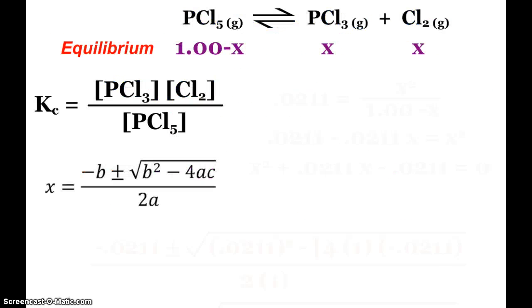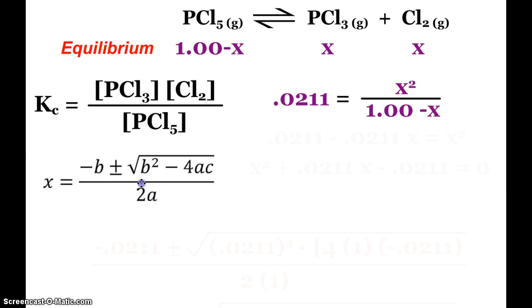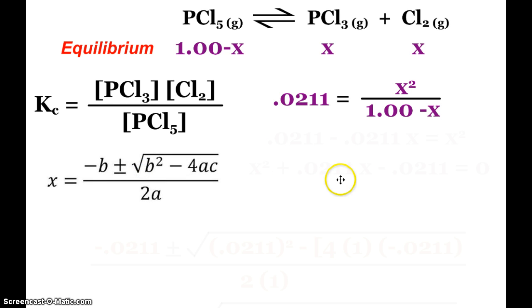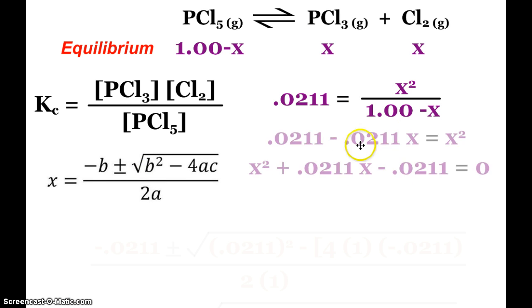So now using those and plugging into my Kc expression, I end up with this: 0.0211, my Kc, is equal to x squared over 1 minus x. So I can't just take the square root of both sides. This is when I know I'm going to have to involve my lovely friend, the quadratic equation. Yay! First, let's clean up this expression, multiply, and then set everything equal to 0 so that now we have clearly defined A, B, and C values. So again, A comes from here, this is my B, and this is my C.